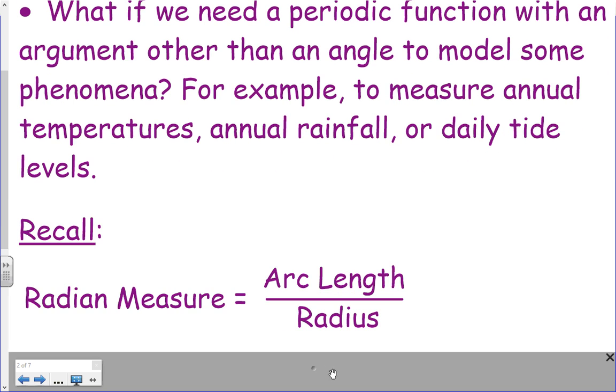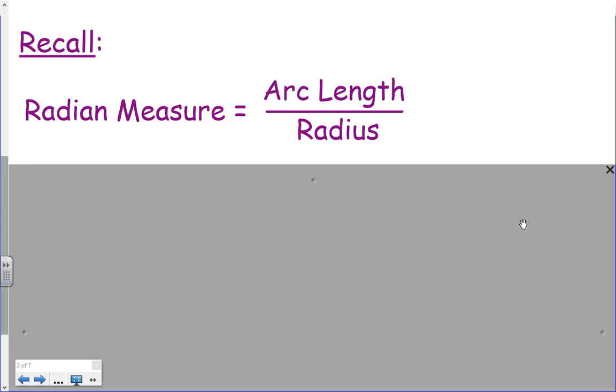Well, what we learned in the last section is that a radian measure is defined as an arc length divided by a radius, which gives me a way to convert from a radian measure of some angle on the left to a ratio of an arc length over a radius on the right. That's the first step that I need to try to get away from being forced to work with just angles with my trig functions.